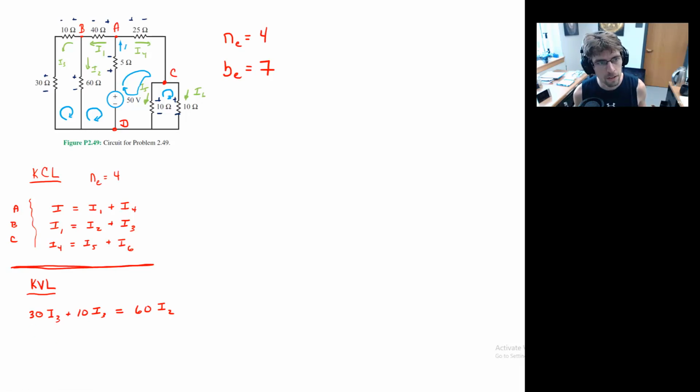Next one. So I'll go to the next one. I'm going to start in the lower left-hand corner again. I jump across 60, so I have a 60 times I2. That's my jump. I have another jump of 40 I1. And then I have a third jump, 5 times I. Keep going. Jump, jump, jump. Oh, I have a drop. Okay, there we go. And then I have a drop of 50 volts.